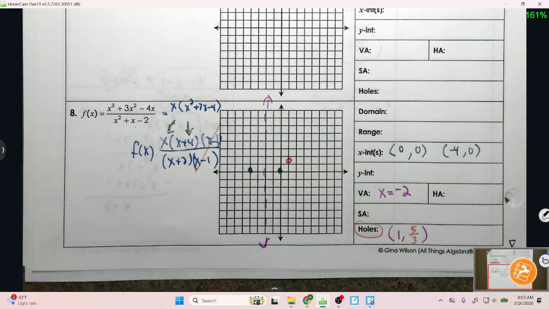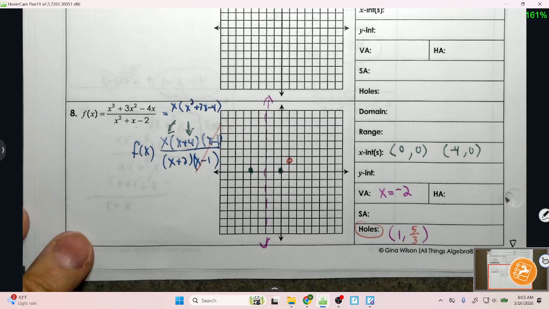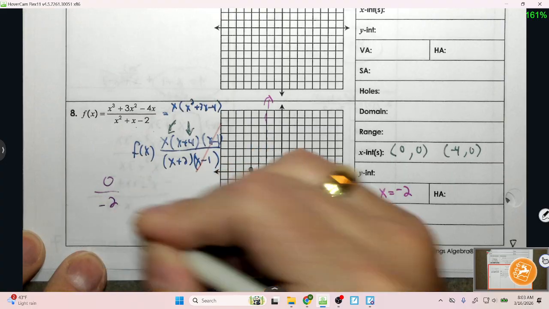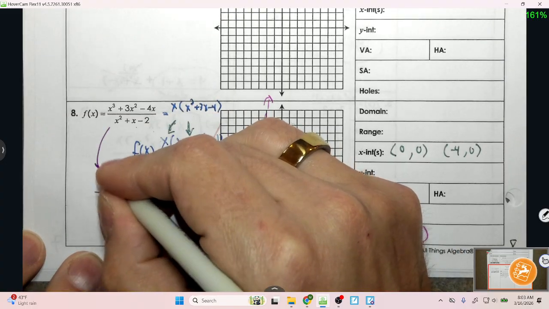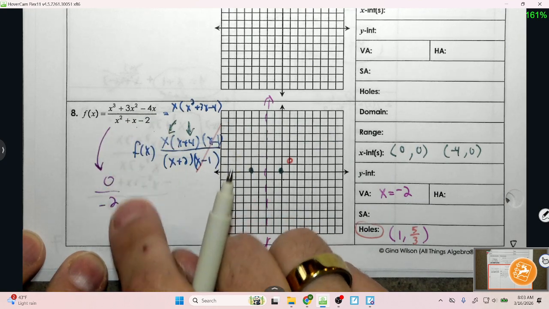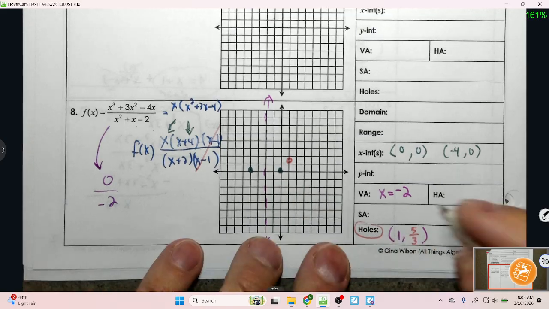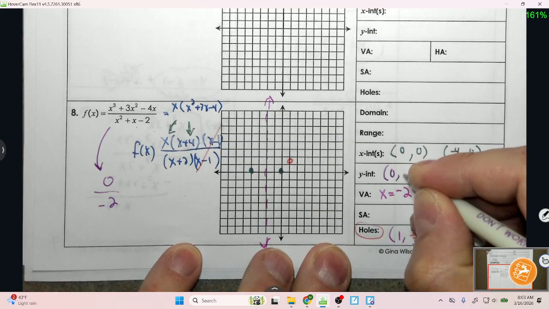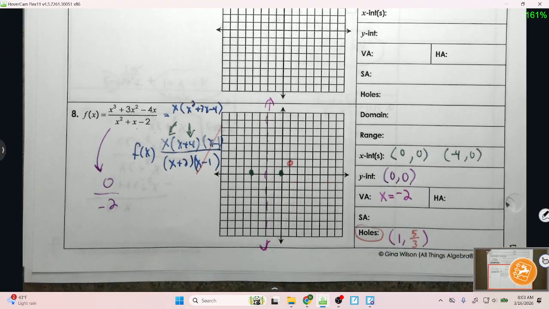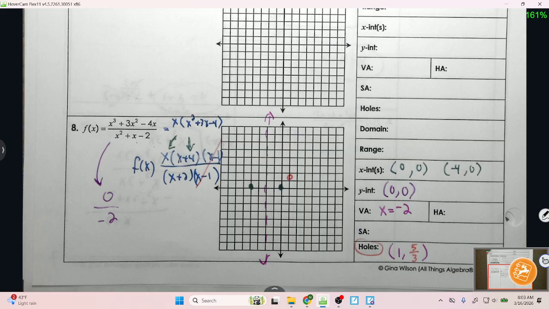Domain and range I like to do later. Y-intercept is when the x's are 0. So when the x's are 0, we have 0 over -2. If we plug in 0 for all of these x's, we get 0, 0, 0, 0, 0, -2, so 0 over -2. So this is also going to be 0, 0, which already was plotted because the x-intercept and the y-intercept are the same, right? In this case, there's only one y-intercept.